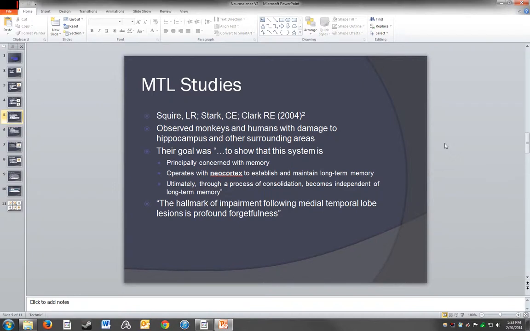They laid out their goals pretty well. Actually, I'll just read off that they were working to show that this system is principally concerned with memory, that it operates with neocortex to establish and maintain long-term memory, and that ultimately, through a process of consolidation, becomes independent of long-term memory. And there were three pretty big things that they found, pretty interesting findings throughout this study.